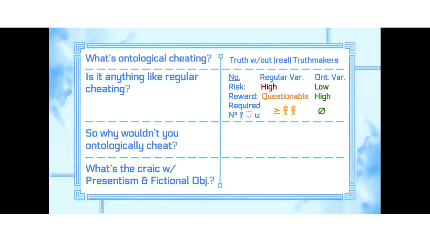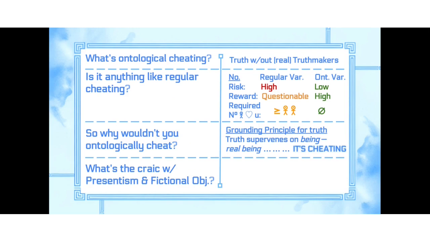And the good thing for philosophers is that in the ontological variant, you don't need, at the very least, two people who like you. You don't even need them to exist at all. So that's going to be very good for philosophers. So why wouldn't you ontologically cheat if this is the picture? Primarily for the grounding principle of truth, and that says that truth supervenes on being, real being, which means that, well, truth without real truth makers is cheating, right? It's in the name. Ontological cheating is usually used as like an accusation rather than something you defend.